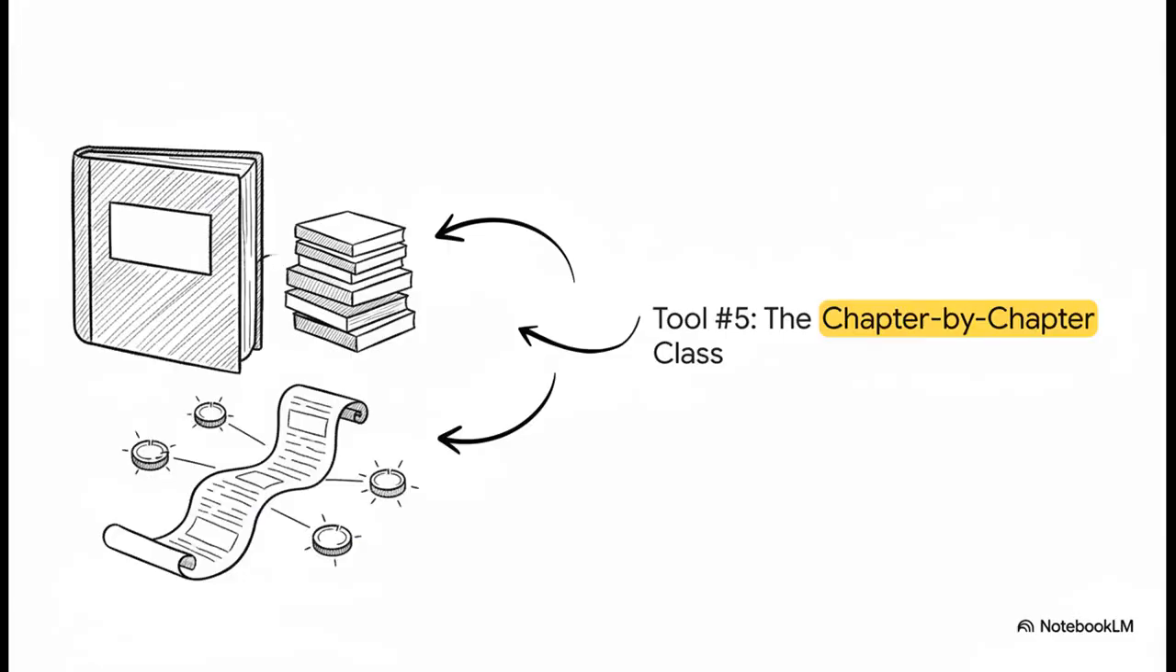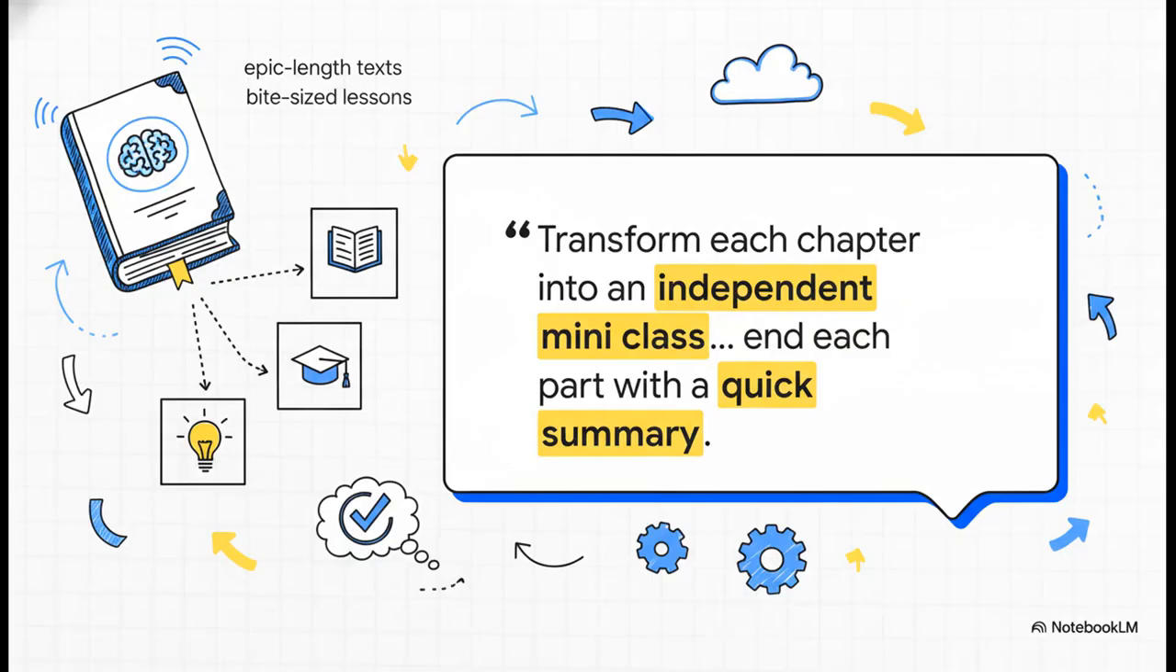Okay, and last but not least, for those monster documents, entire books or super long reports, we have our final tool. Tool number 5, the Chapter by Chapter Class. And this one is all about making those huge projects feel manageable. Think of this prompt as your secret strategy for conquering those epic length texts. It tells the AI to break everything down into focused, bite-sized lessons. And that little bit at the end, asking for a summary after each part, is a brilliant way to reinforce what you just learned before you even think about moving on.